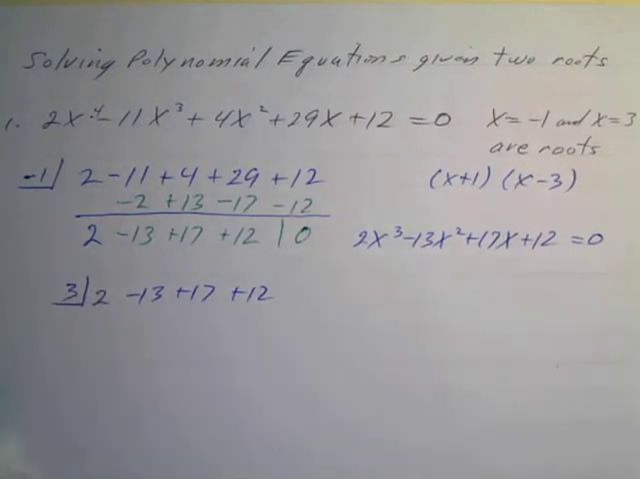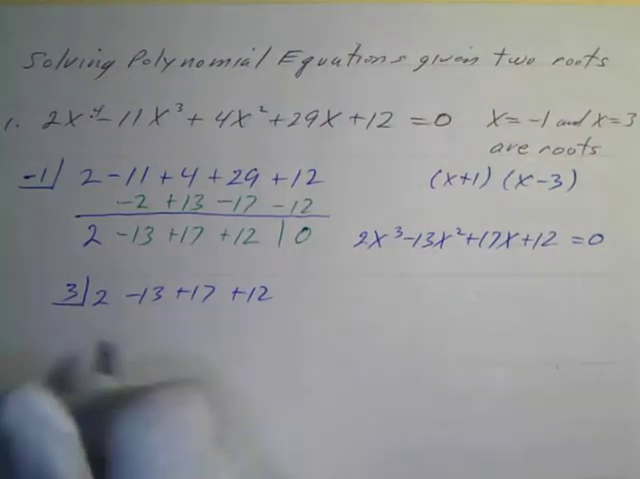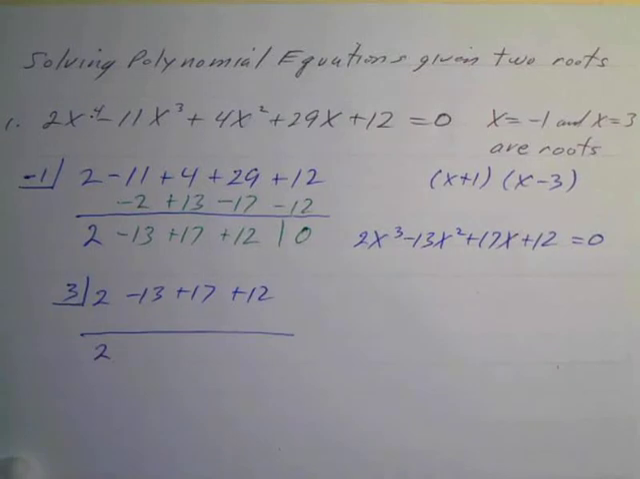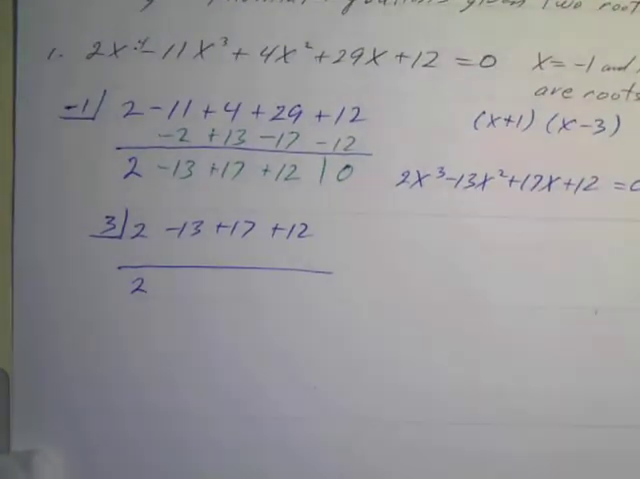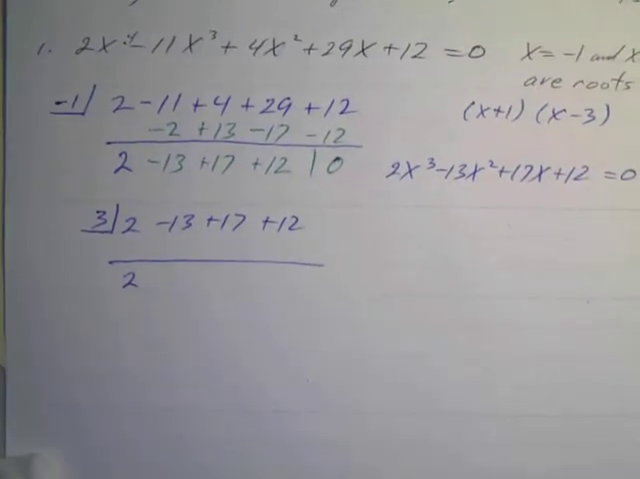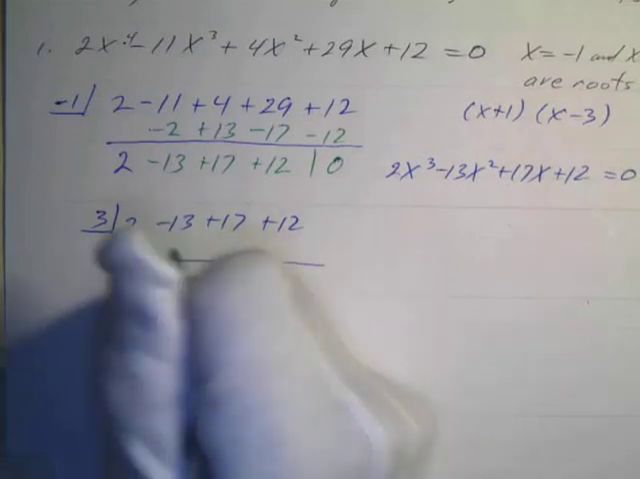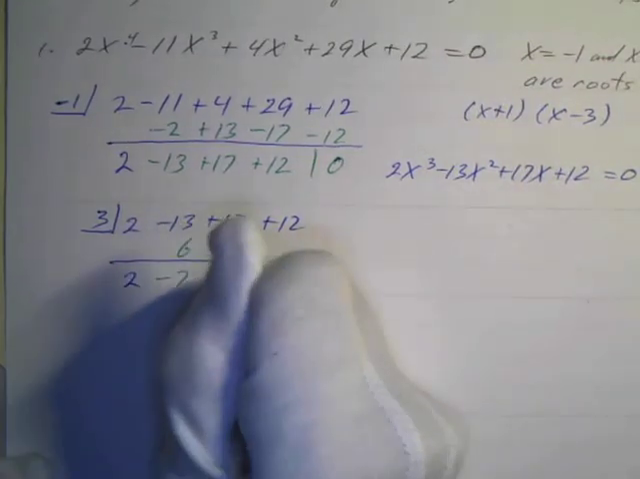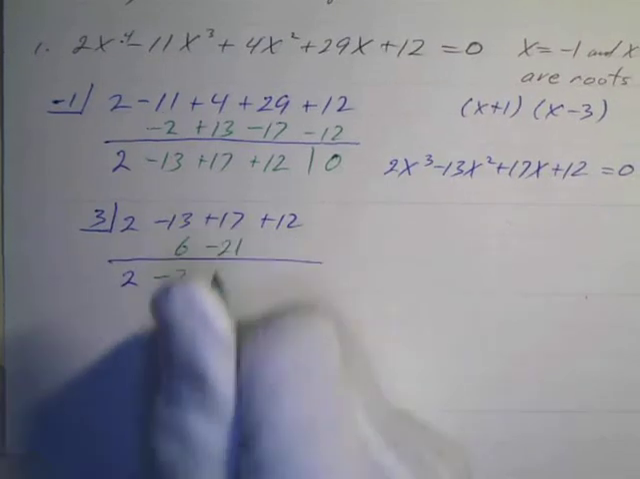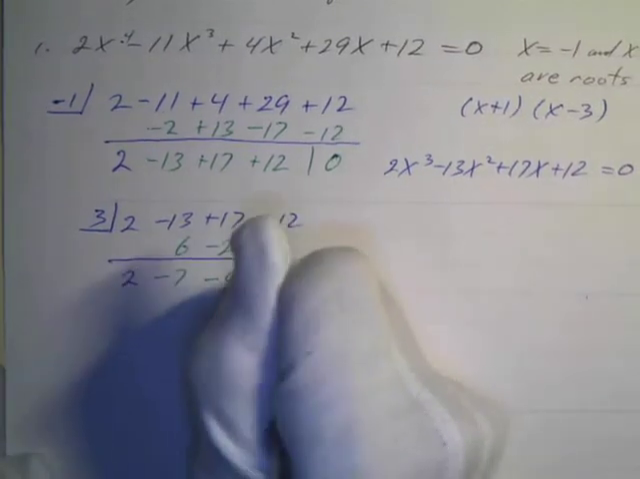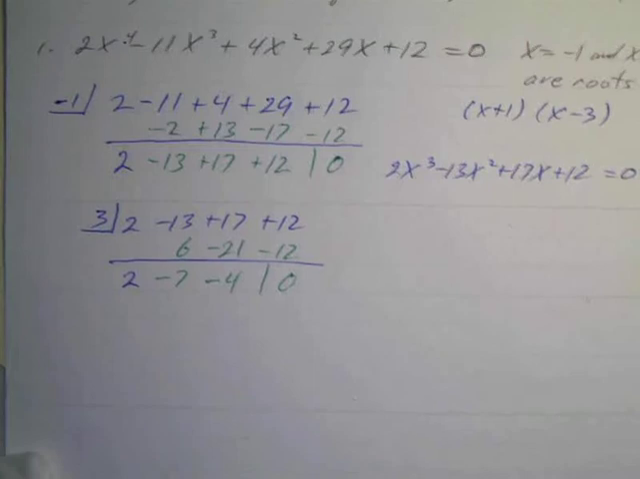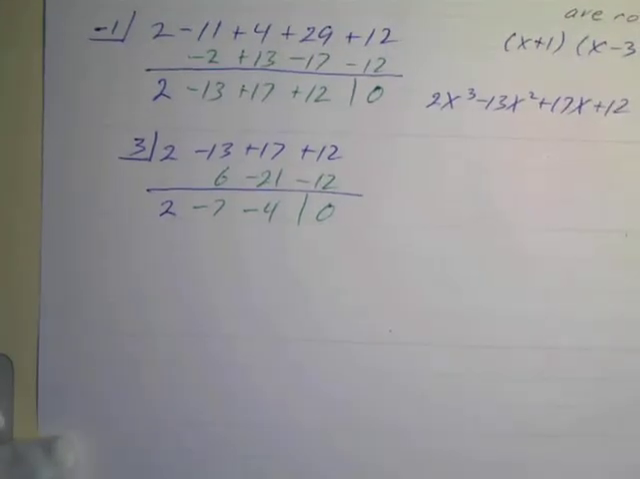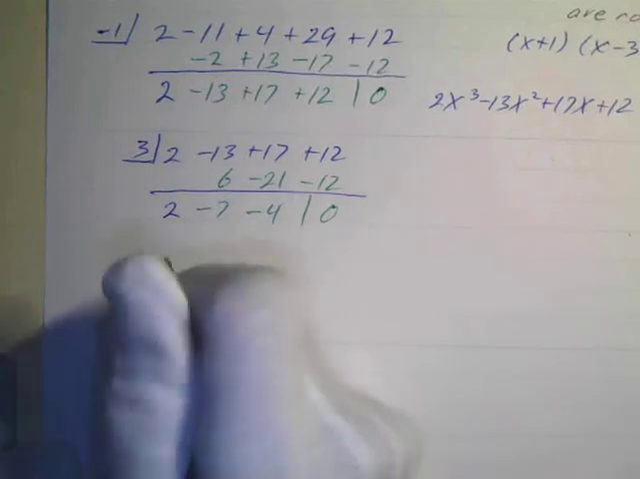And I'll get my reduced equation that I really want, because that's a quadratic, which I have several ways to solve. So bring down your 2 and we can go to work on this. 3 times 2 is 6. -13 plus 6 is -7. 3 times -7 is -21. -21 plus 17 is -4. 3 times -4 is -12. And that's 0. And there's my reduced equation. So that's what I'm trying to get at, so I can get my other 2 roots.